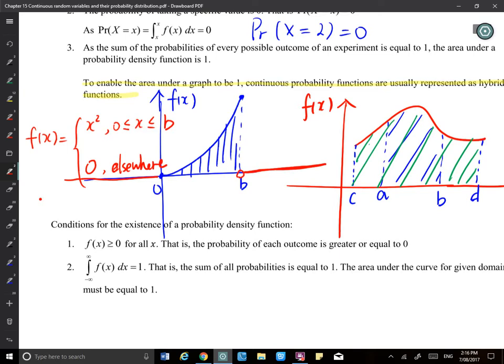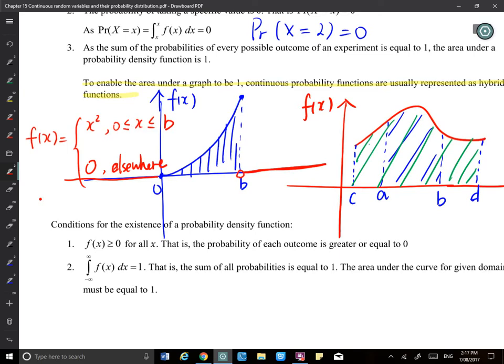But it is not enough. I only talk about 0 to b. How about all the rest of the values? There are infinitely many values on the left and the right. Then I will say elsewhere is 0. All other places have 0 probability. There's no probability anywhere else. So I will have a hybrid function.